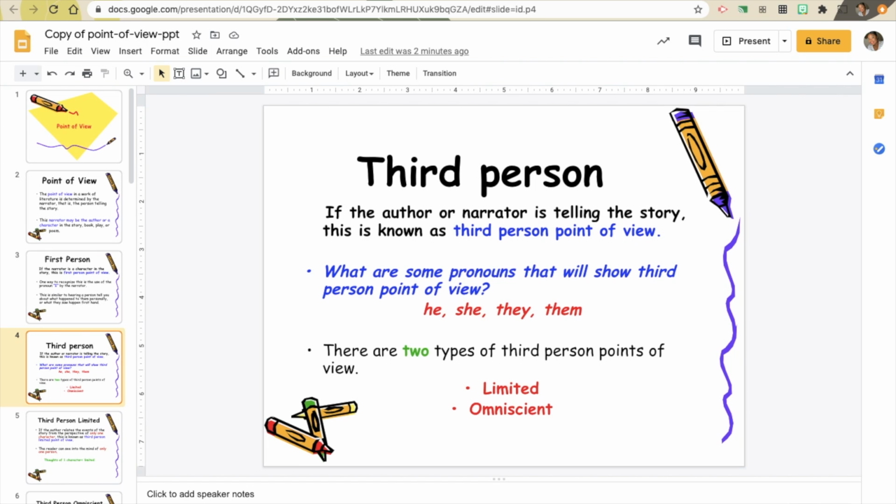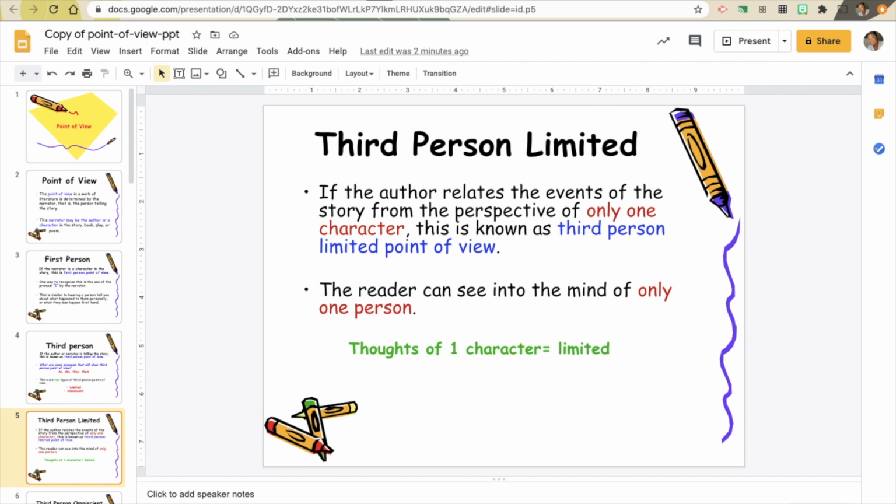There are two types of third person point of view. We have limited and we have omniscient. With limited third person point of view, the author relates the events of the story from the perspective of only one character. The reader can see into the mind of only one person. That's limited.